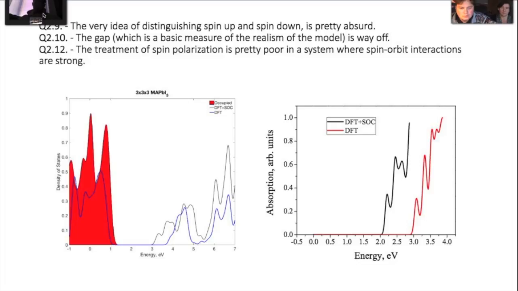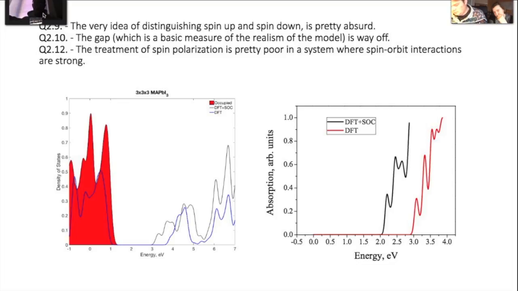So on the left, you can see what looks like a normal density of states plot where you have a red-filled valence band and then a black line going higher in energy for that of just the standard DFT. But I put a blue line over top of it, and that's to show what happened, or no, that can't be right. Yeah. So the black line is the density of states including spin-orbit coupling, and the blue line is that with just plain DFT. And so what happens is what we would also expect.